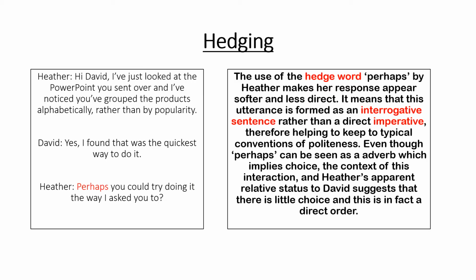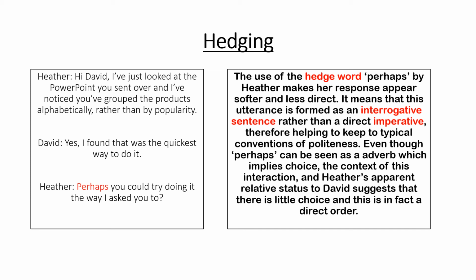So here is an example of how you might write about this particular use of hedging. I have said the use of the hedge word "perhaps" by Heather makes her response appear softer and less direct. It means that the utterance is formed as an interrogative sentence rather than a direct imperative, therefore helping to keep to typical conventions of politeness. Even though "perhaps" can be seen as an adverb, which implies choice, the context of this interaction and Heather's apparent relative status to David suggests there is little choice, and this is in fact a direct order.